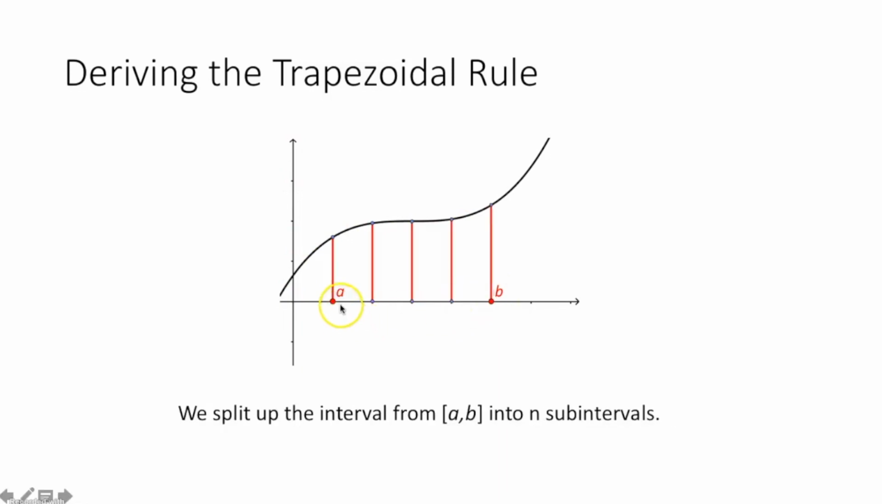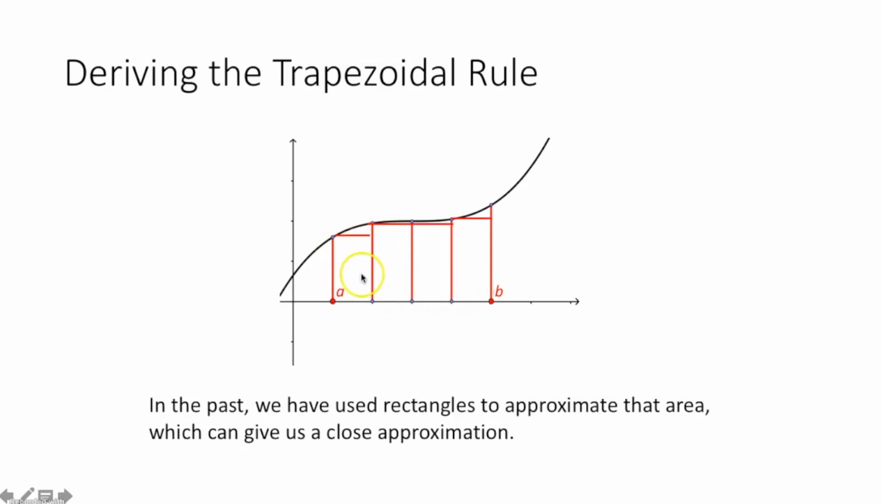What we would normally do is break this up into subintervals. Here we have 4 subintervals, and we would create rectangles under the curve and add up each of the areas of those rectangles and get an approximate area under the curve. You could use a left-hand approximation like this, you could use a right-hand approximation, or you could use a midpoint approximation, but you either get a large overestimate or a large underestimate.